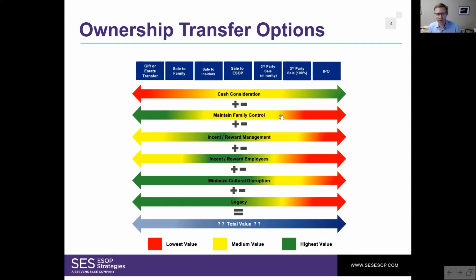So with that as background, what I like to do is spend some time on this screen here, the ownership transfer options screen. What I find is that this is a way to help business owners think about and clarify their own goals and objectives when they're thinking about potentially selling their company. What you'll see across the top here are various different mechanisms or ways, from a gift or estate transfer on the left-hand side of my screen, I don't know how you're seeing it, to what's called an initial public offering or an IPO at the right side.